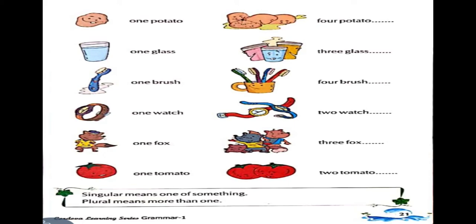So in this chapter we have studied that singular means one of something. And plural means more than one. Understood all of you?